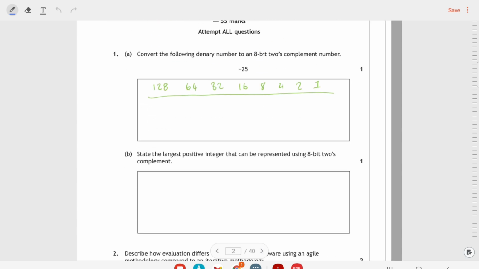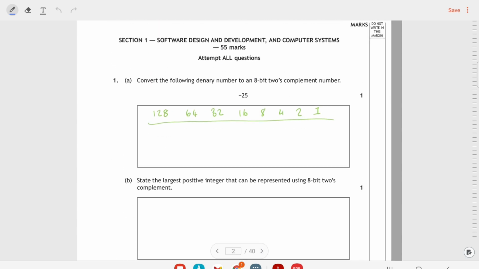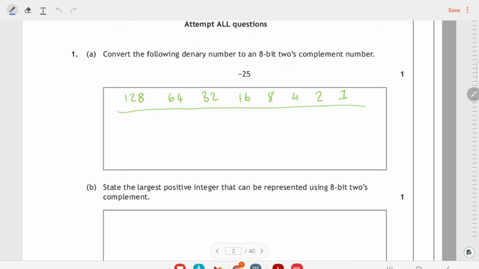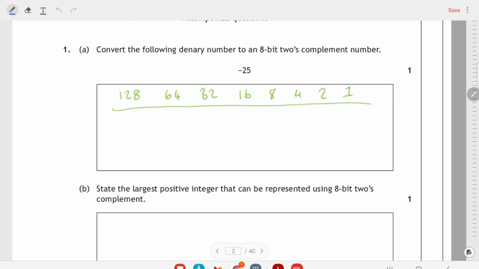So the first thing in here, as it often is in one of these papers, is about representing numbers. So we have to convert the following denary number, so negative 25, into an 8-bit 2's complement number. Now I've already filled out my little table here. There are 3 steps to convert into 2's complement. So first of all, I need to find positive 25. So to make 25, I would need a 16, and 8 would be 24, and 1 would be 25. And then I just fill in the rest with zeros. So that's me got positive 25.